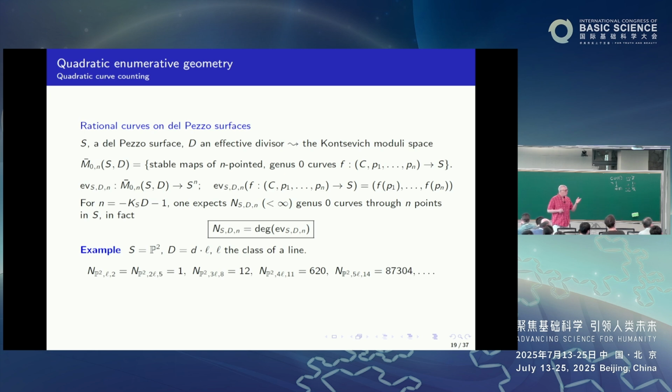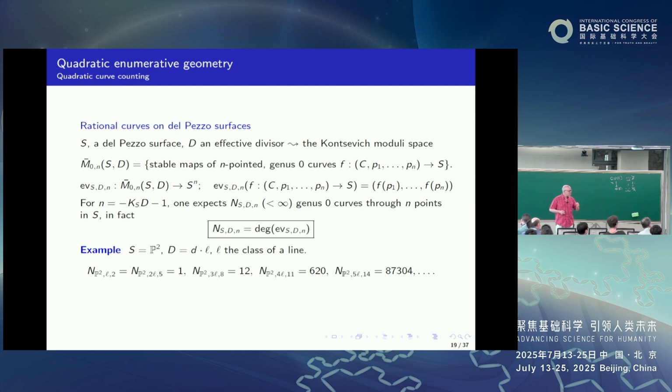And what you're doing is, on the other hand, you fix endpoints in S, n is this number that we're looking at, minus K d minus 1. You fix endpoints, you'd expect to have finitely many such curves passing through those points. It's just the inverse image of the evaluation map gives you all the curves passing through those points that are rational. And so the expected number is just the degree of this evaluation map.